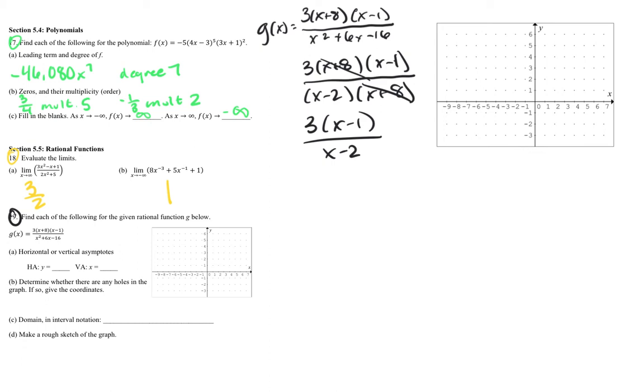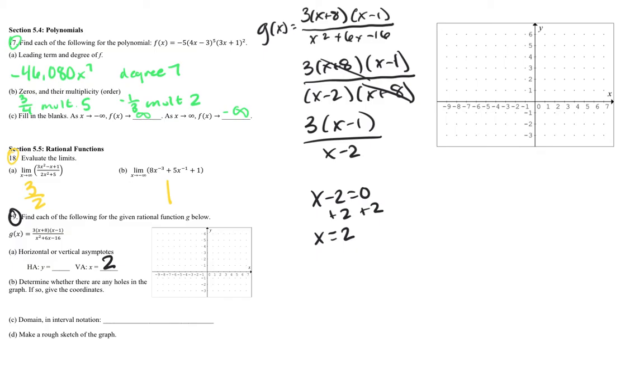Okay, so let's do our vertical asymptote first. A vertical asymptote is when we have a 0 in the denominator, where that's going to give us an issue. So we say x minus 2, we set that equal to 0. If we add 2 to both sides, we get x is equal to 2, and that's going to be our vertical asymptote.